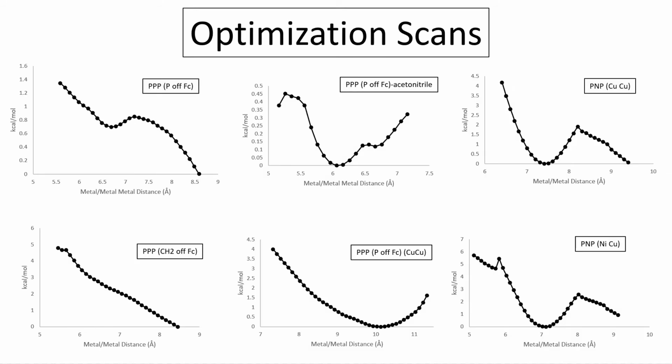This slide gives you an example of the broader picture that we were able to get of the energy characteristics as we vary the metal-metal distance, which is on the x-axis in these figures. What is the energy trade-off and how does that behave, which is shown on the y-axis in these figures.